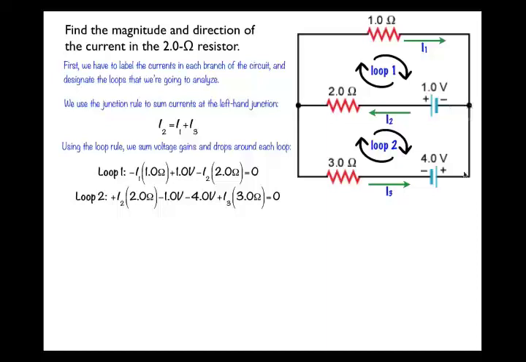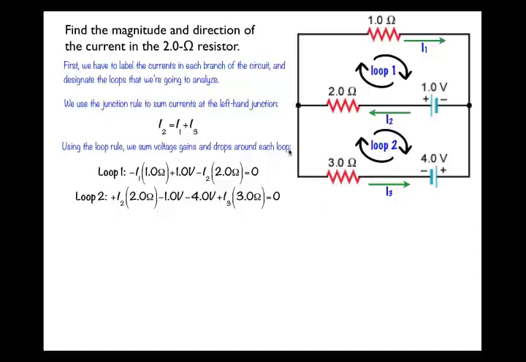We would pass through the 4 volt battery from the positive side to the negative side, so that would be a drop in electric potential as well of 4 volts. And finally, we would pass through the 3 ohm resistor against the current, so that would be an increase in electric potential of I3 times 3 ohms, and I would get back to my starting place. Those would all sum up to 0.